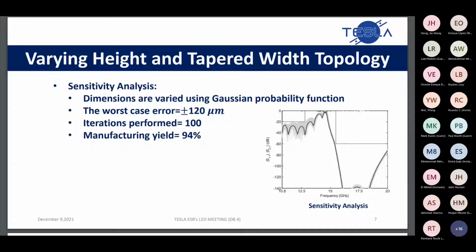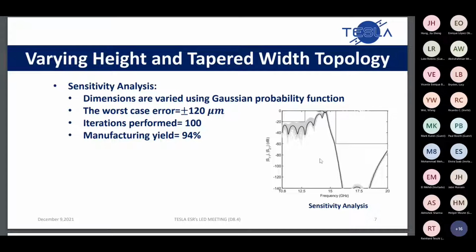And once we have the design example, then we can perform the sensitivity analysis in order to check the tolerance of the device. So the dimensions were varied using a Gaussian probability function. And the worst case error was equal to plus minus 120 micron. And the number of iterations performed was 100. And the fabrication yield obtained for the device was equal to 94%. So here we can see the sensitivity analysis in this figure.